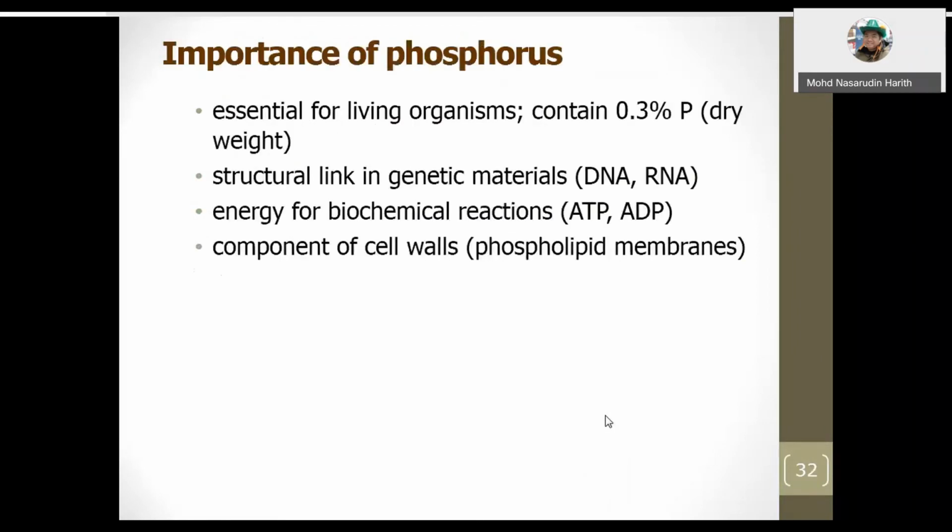These are the importance of phosphorus. Phosphorus is essential for living organisms. It's a structural link in genetic material, also known as DNA or RNA. Phosphorus compounds are also a source of energy for biochemical reactions. They are also components of cell membranes, which consist of phospholipids.